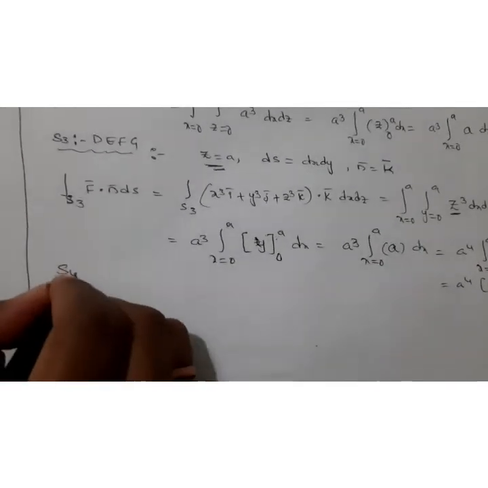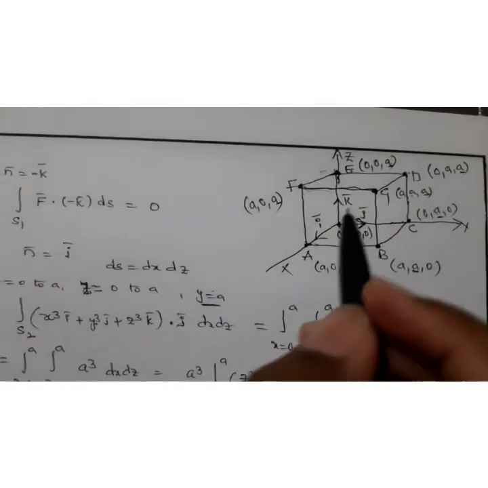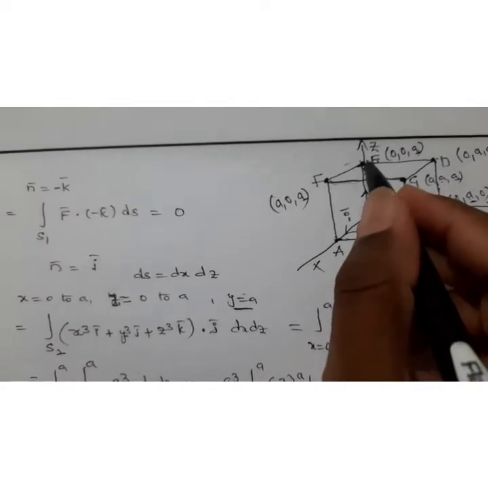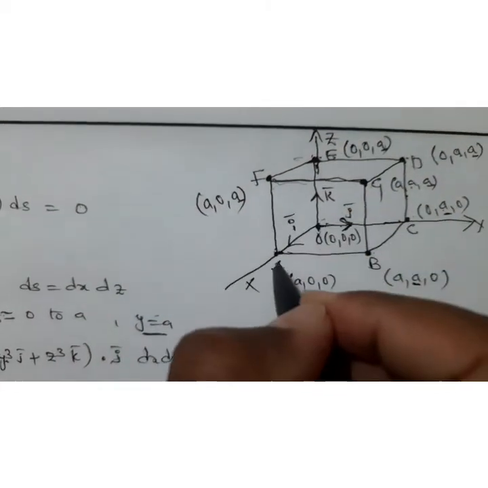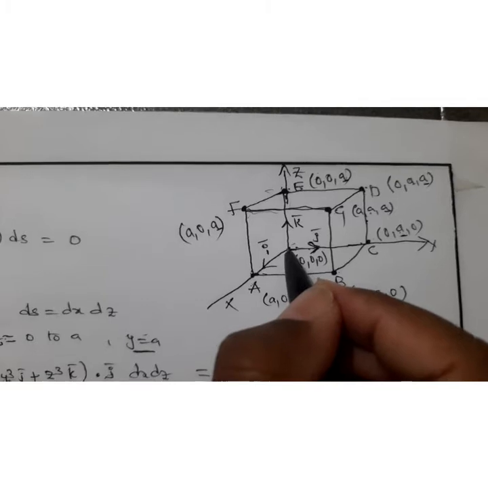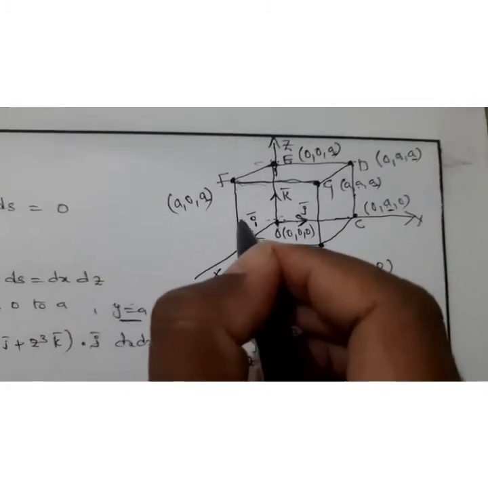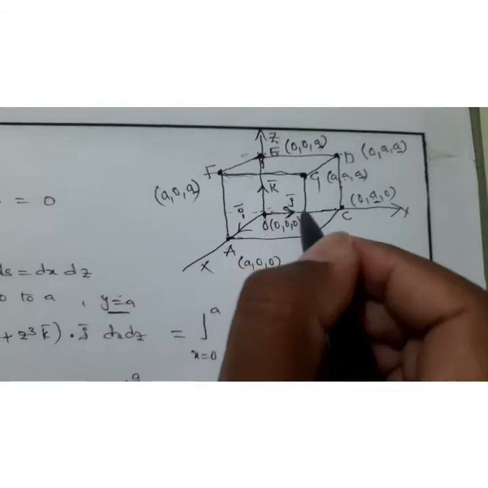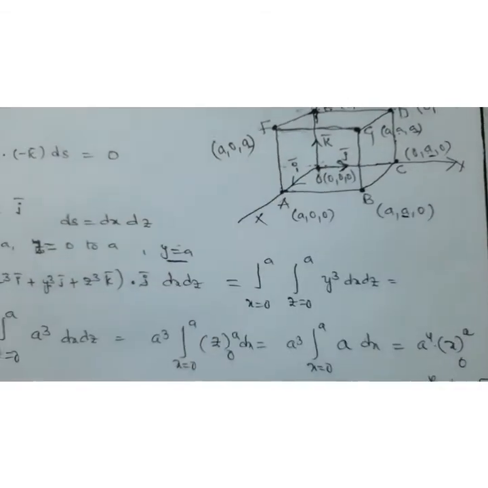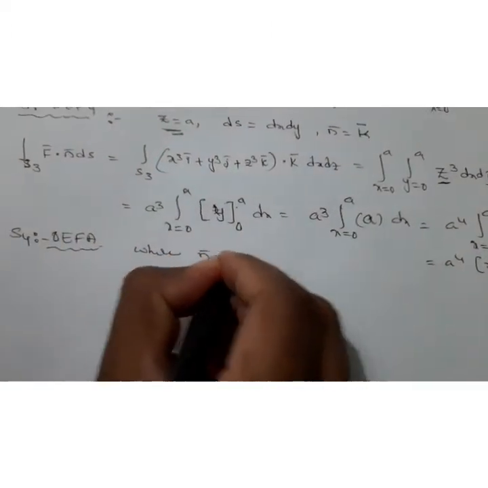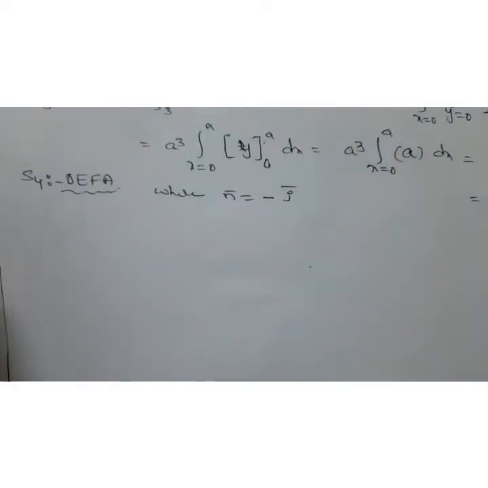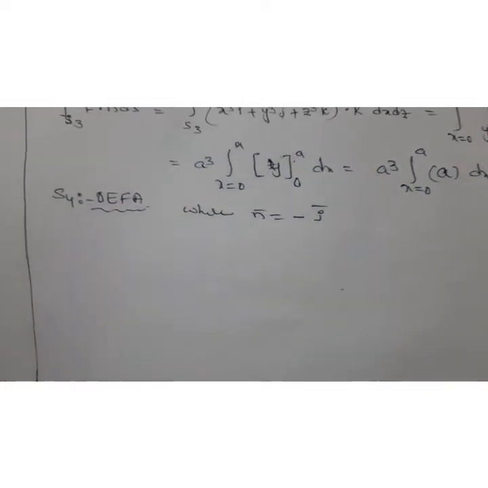Next, three surfaces completed. The fourth surface is S4, OEFA. This is the fourth surface. For this surface OEFA, the unit outward drawn is exactly opposite. This one is the unit inward drawn to the surface, where n bar is equal to minus j bar. If it is inward to the surface, we need not find the value, that value is 0.